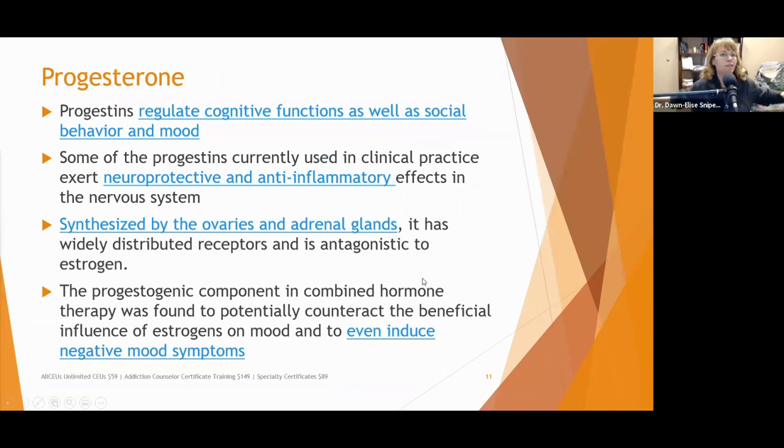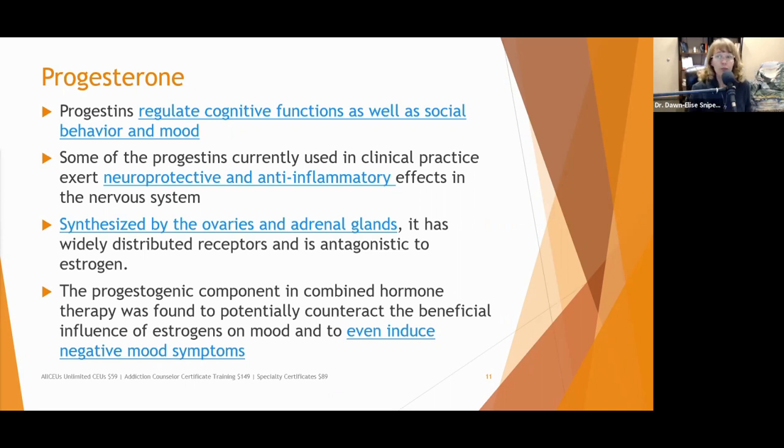Progesterone, finally, we're done with estrogen. Progesterone falls into the family of progestins, which regulate cognitive functions as well as social behavior and mood. Some of the progestins currently used in clinical practice exert neuroprotective and anti-inflammatory effects in the nervous system. Again, this is a good thing. We want to see anti-inflammatory effects because inflammation is associated with depression, chronic pain, and autoimmune issues. Anti-inflammation is associated with good health and good mental health.